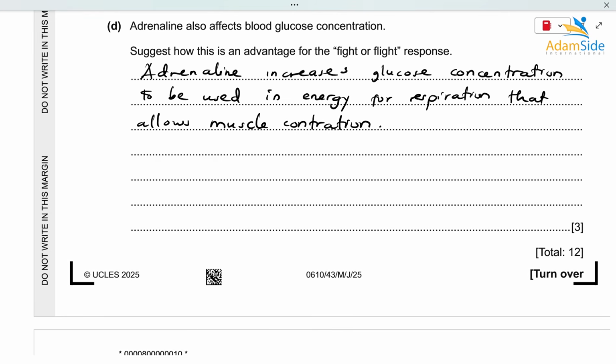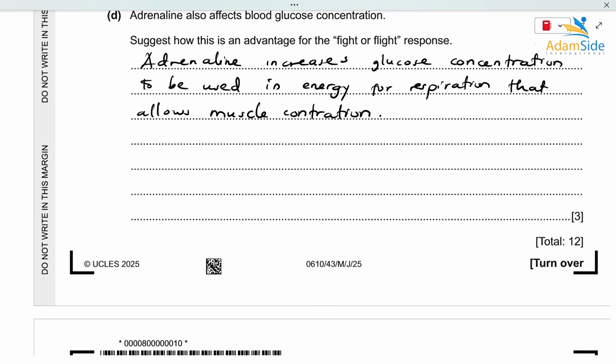It increases the concentration by breaking down carbohydrates or allowing conversion, or stimulating conversion, of glycogen back to glucose.